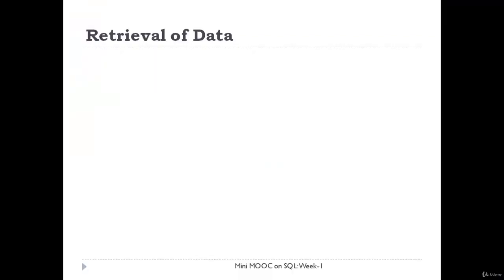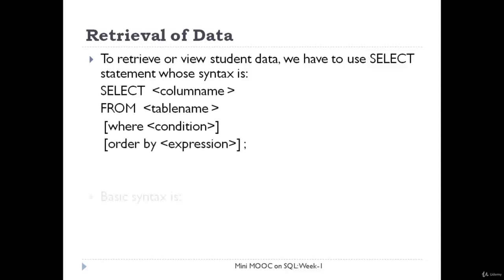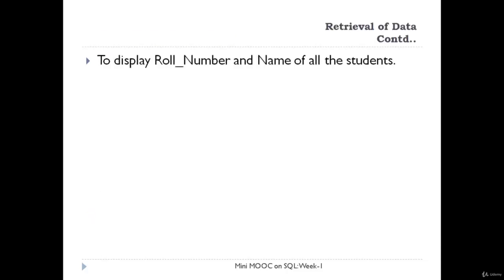So now we have inserted 5 records in this table. To retrieve or select these records, you can use select statement, and its syntax is select column name from table name, where condition, order by expression. Here where and order by are optional because they are written in square brackets, and its basic syntax is select column name 1, column name 2, and so on from table name. Let us retrieve roll number and name information of all the students. For this, the statement will be select roll number, name from student.